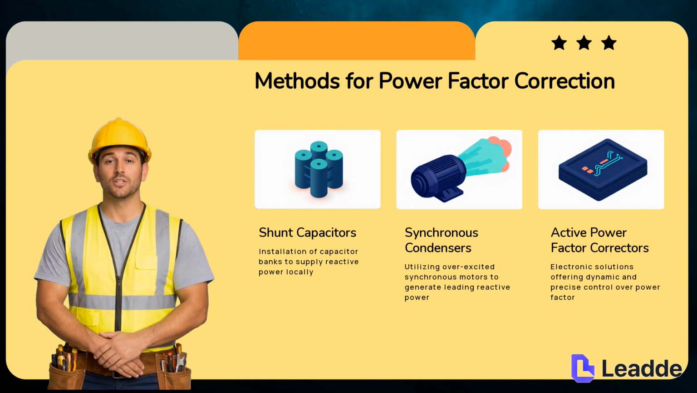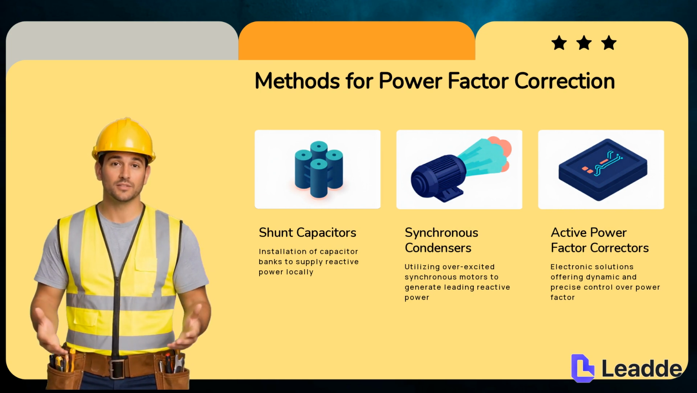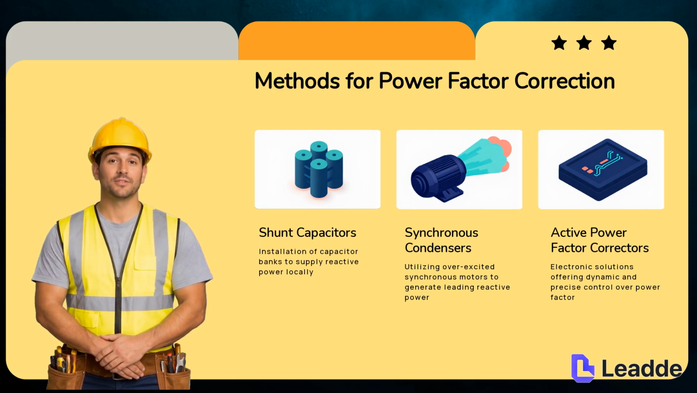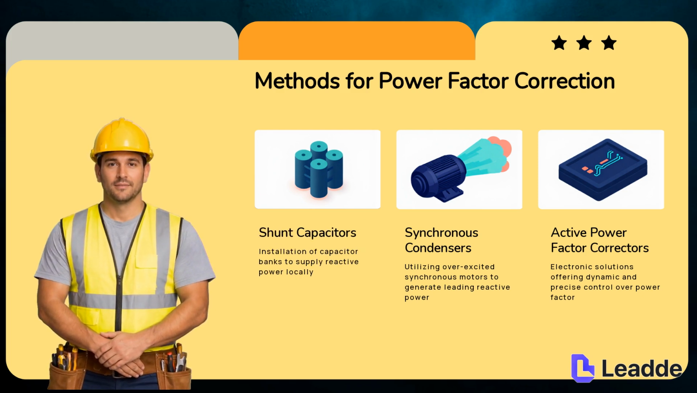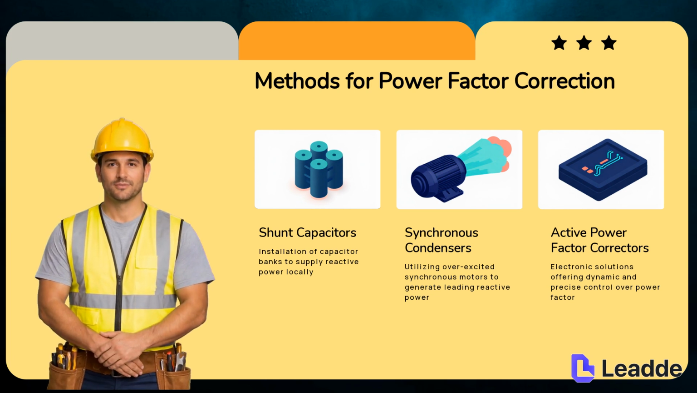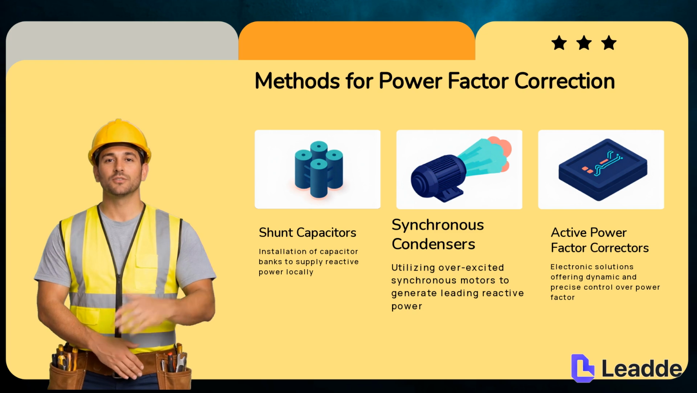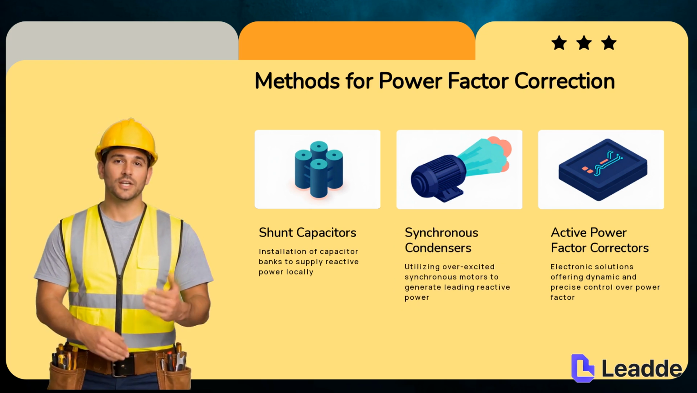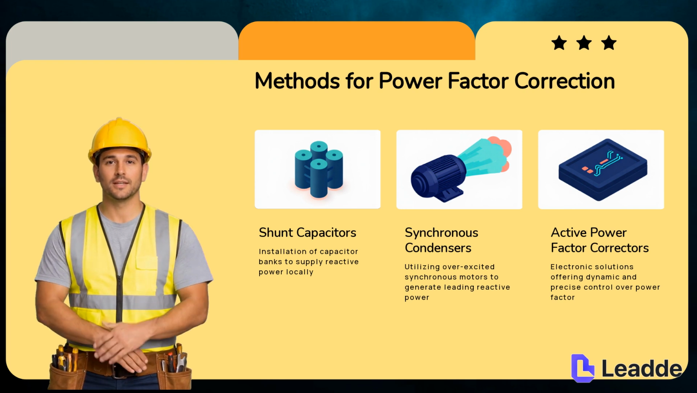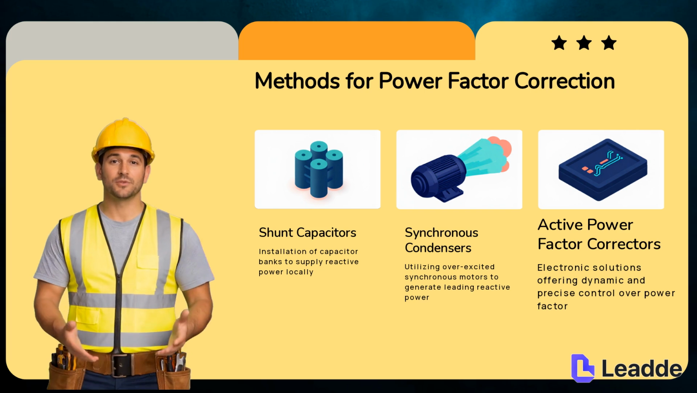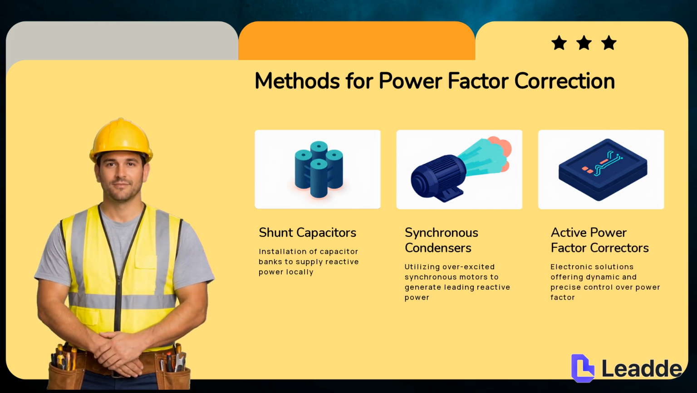The installation of shunt capacitors or capacitor banks can supply reactive power locally to counteract inductive loads. For larger industrial applications, synchronous condensers, which are overexcited synchronous motors, can be used to generate leading reactive power. Additionally, active power factor correctors provide electronic, dynamic, and precise control to optimize the power factor.